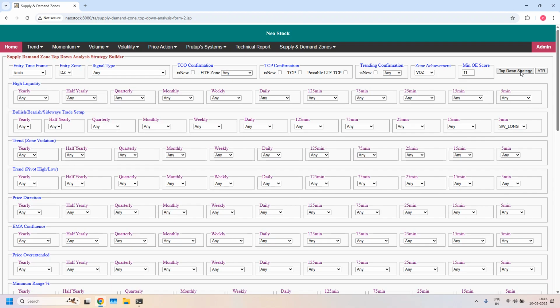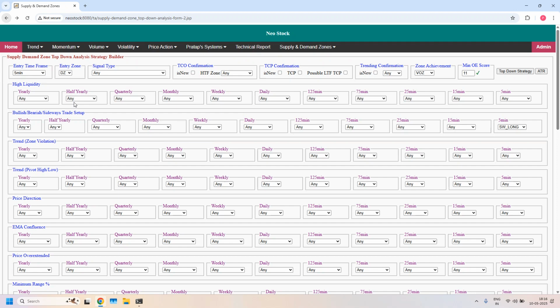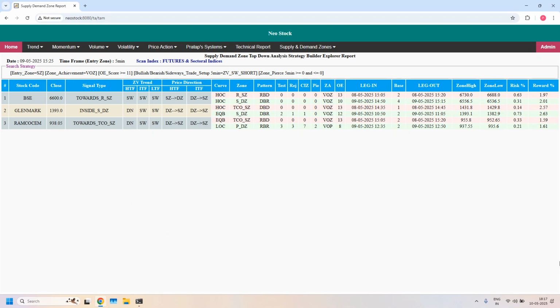With these filters, we got 4 stocks supporting sideways long trade setup for hourly income trade. Next, sideways short trade setup for hourly income trade. Entry time frame 5 minutes, entry zone, supply zone. And here in 5 minutes I am selecting sideways short, and the remaining 3 filters are applied to 5 minute supply zone. Let's filter. We got 3 stocks. Sideways short trade setup.